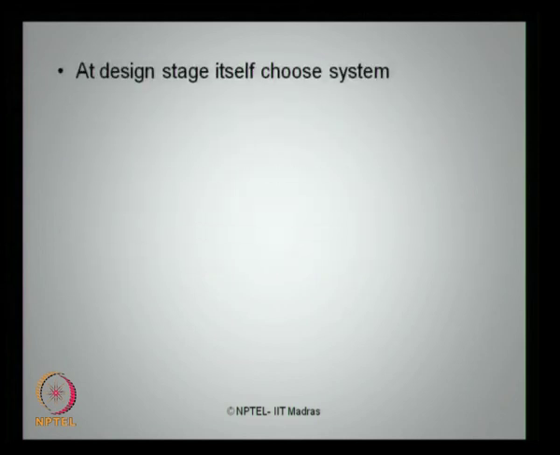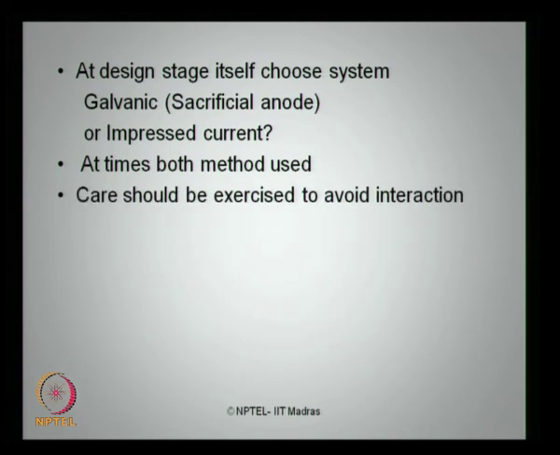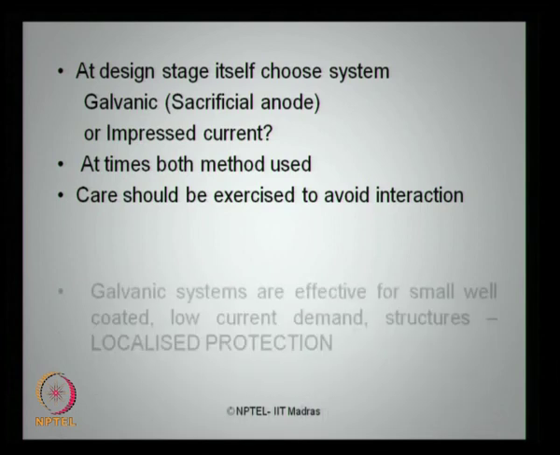You can also do corrosion protection in the design stage itself. You can choose the system to be galvanic, or you can introduce a sacrificial anode in the design itself, or you can plan the layout for an impressed current system. At times, very commonly, a combination of both of them is used in the design, but most importantly care should be taken to avoid interaction between these two methods.